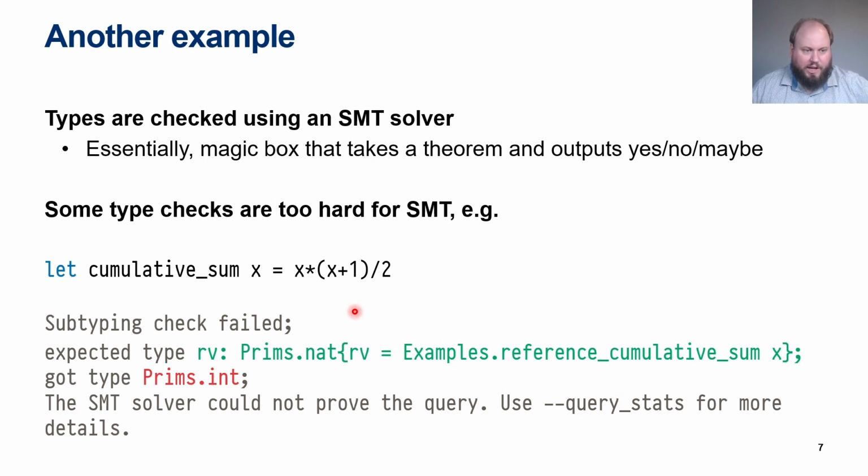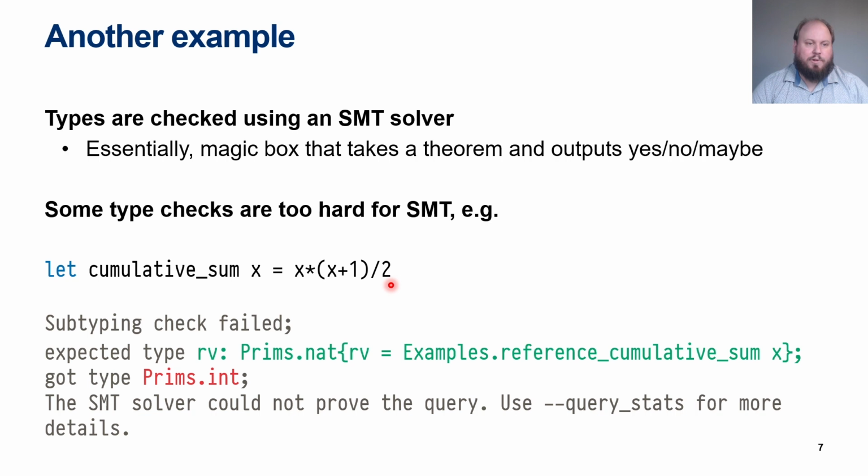Like for example this one, where cumulative sum is half x plus 1. The problem is that if you just put this straight into F-star, it can't prove that this matches that function prototype on its own. It's more complicated than the prover can work out on its own.